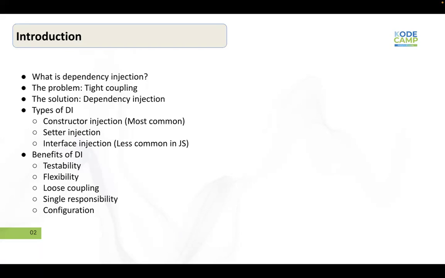And this one is less common in JavaScript because JavaScript is not 100% object oriented. Let's say it's a kind of 50% functional and 50% object oriented, more or less, something like that. So we have constructor injection, we have setter injection, and we have interface injection.